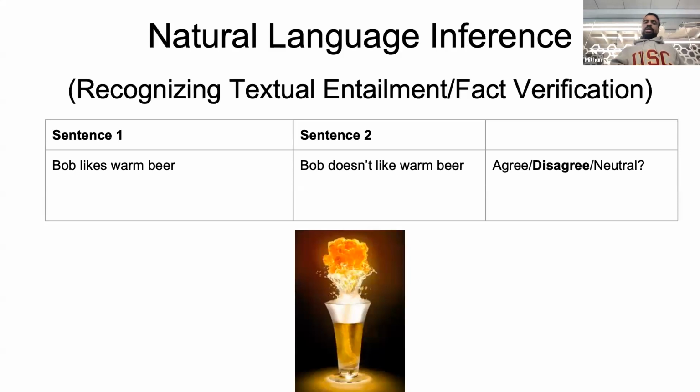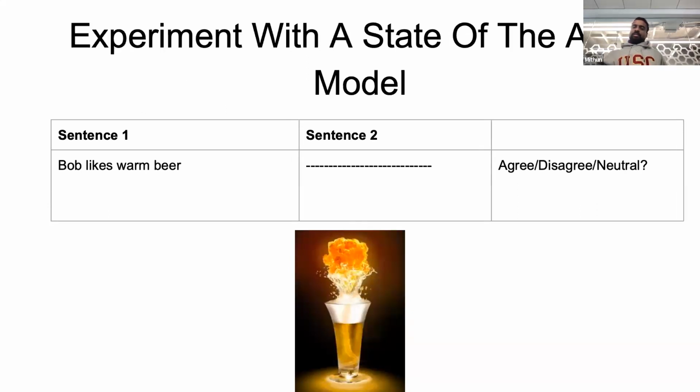This particular problem is known as recognizing textual entailment. You don't need to know this. It is also used in fake news identification. This is all my PhD thesis. Now, the second time, what I did was take the first sentence alone, "Bob likes warm beer." I did not give a second sentence. If I ask you to tell me if these two sentences agree, disagree, or are neutral to each other, you're going to be confused. It doesn't make sense. You're not giving me the second one to compare with.